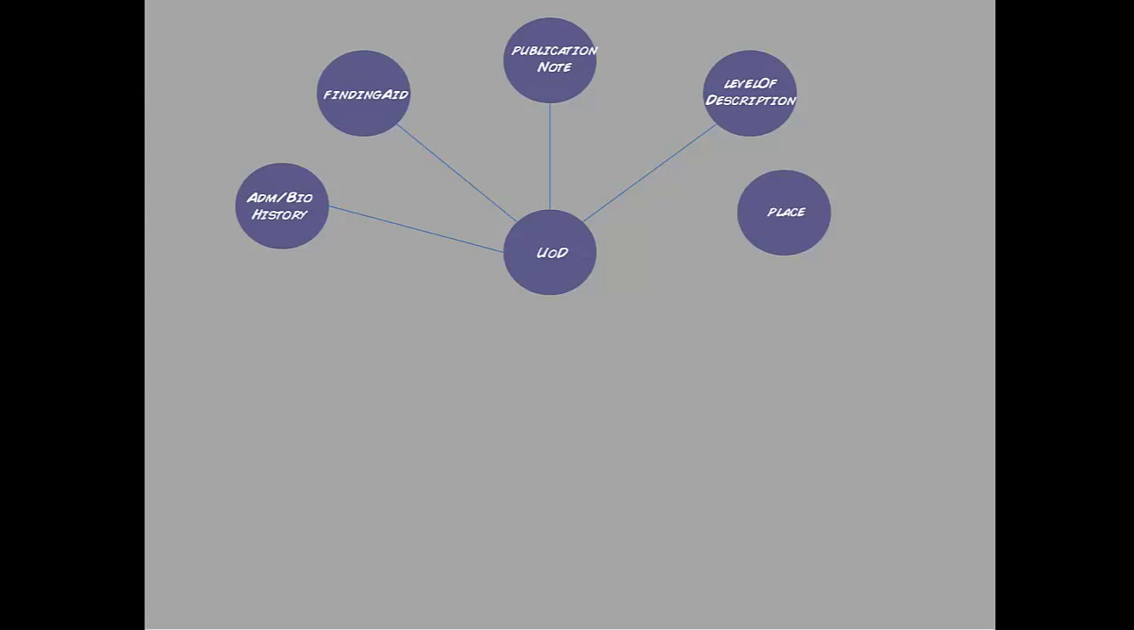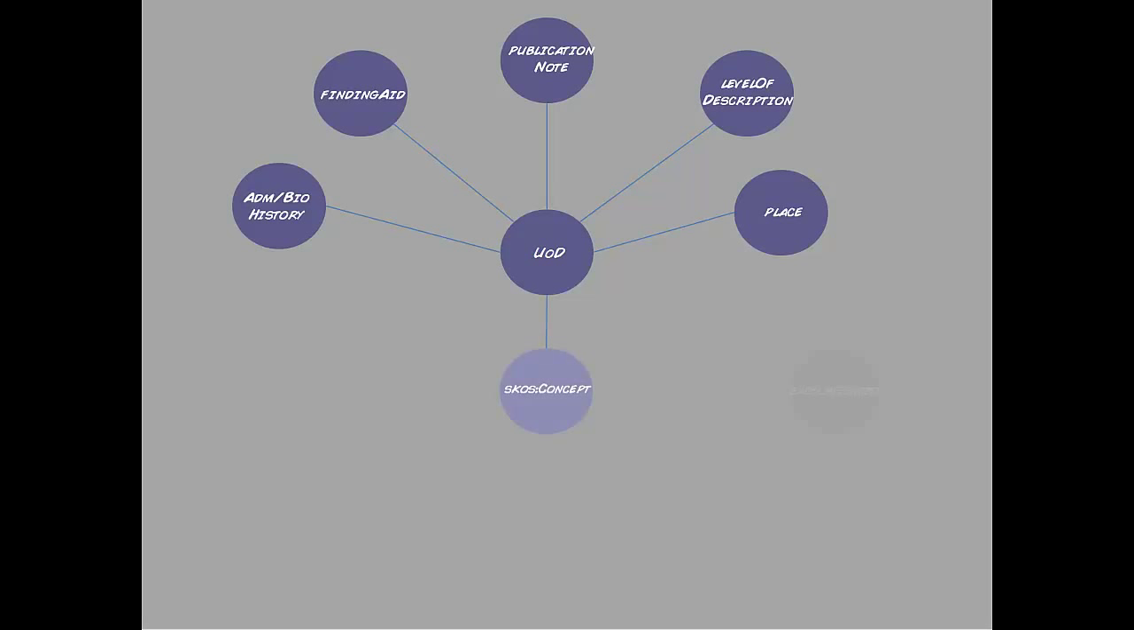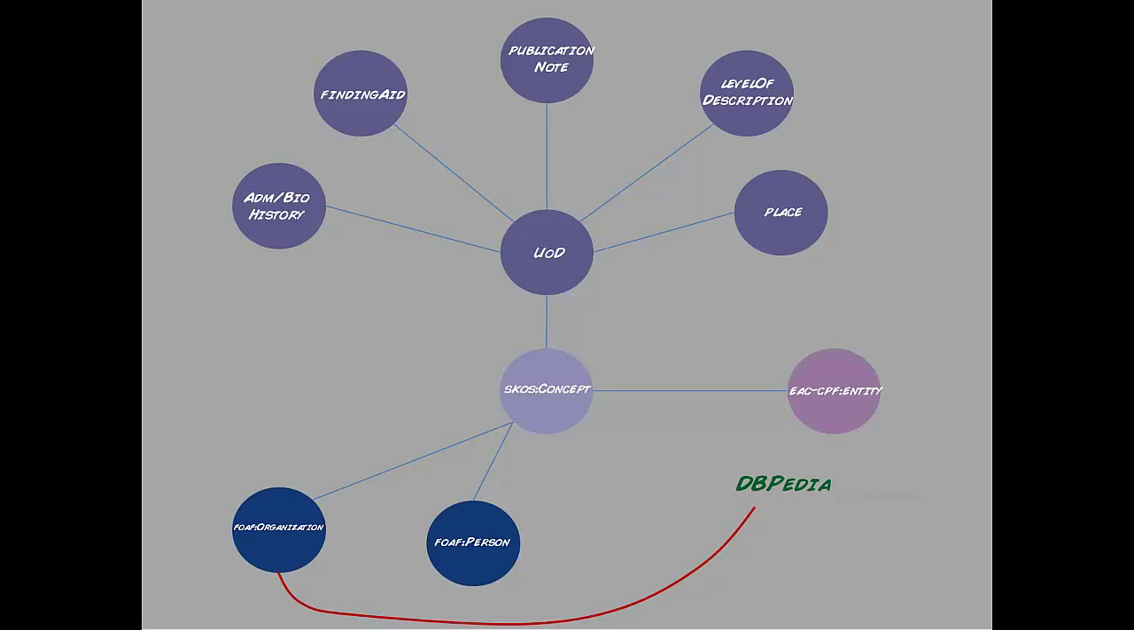Administrative biographical history, finding aid, publication note, level of description and place. Each piece of information about persons, corporate bodies and families related to archival material is encoded using the EAC-CPF ontology, and at the same time, to foster interoperability, with the Friend of a Friend ontology.